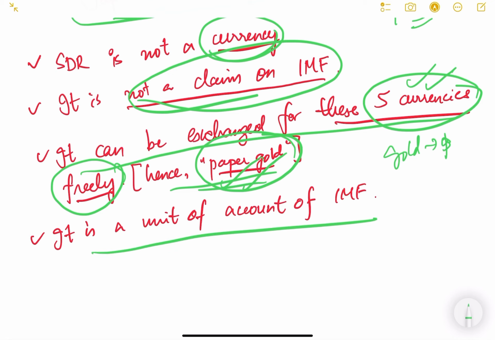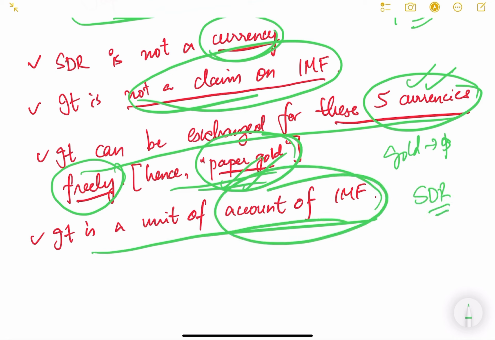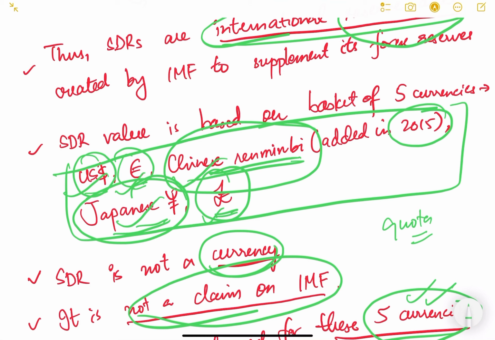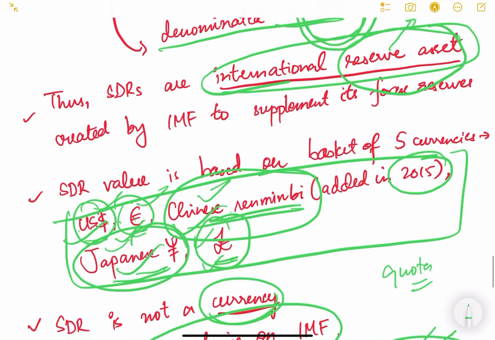And it is also a unit of account of IMF. So IMF does all its transactions in terms of SDRs only. And SDR value varies. Okay, SDR value varies depending on the exchange rate of these 5 currencies. Okay, depending on the exchange rate of these 5 currencies vis-a-vis US dollar, the value of SDR also varies. And different weights are given to these currencies depending on their international transactions. So that is how the value of SDRs is calculated.